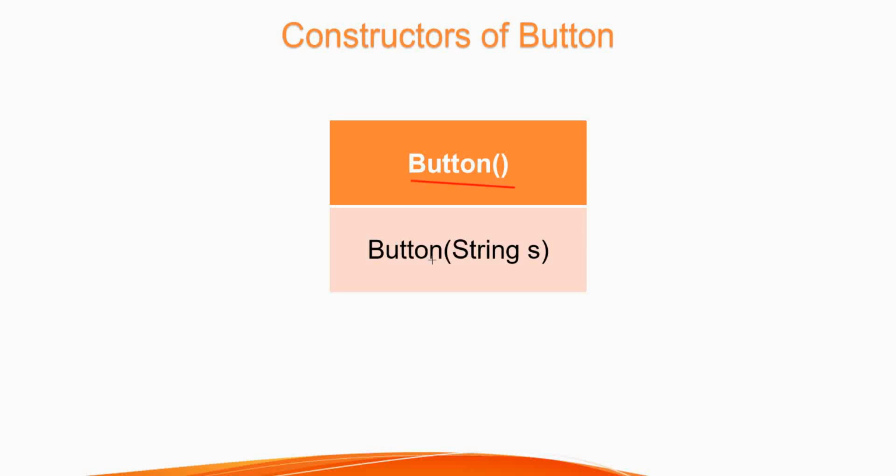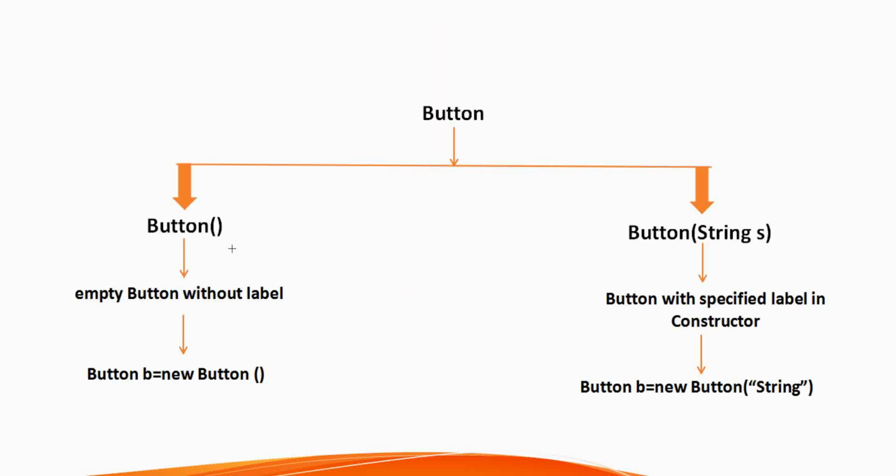The button class provides two constructors. The first constructor is without a parameter, and the second constructor is with a string parameter. The first constructor, which is without any parameter, creates an empty, or blank, button without any label on it. We'll use this constructor like this example. The second constructor is with a single string, which will create a button with the specified label or string in the constructor, and we can use this constructor like this example.